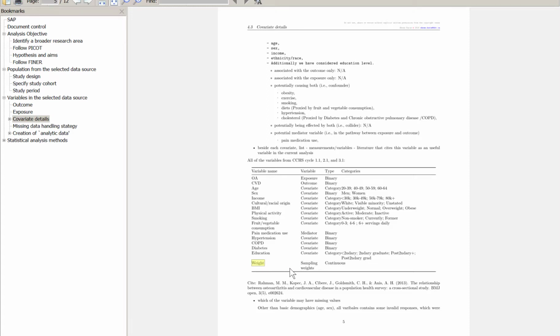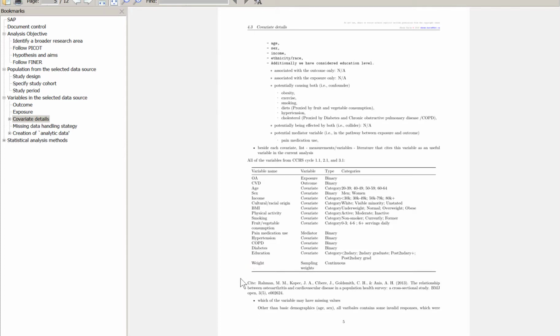So we are talking about just the public information, because we do not want to go through the painful process of ethics approval. So in that public data within CCHS you only have sampling weights, no strata or cluster information.